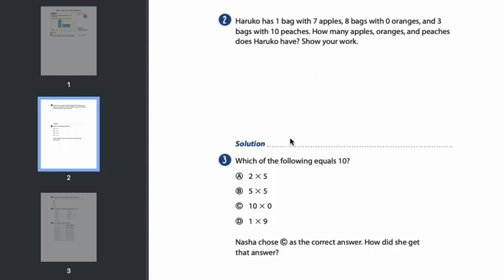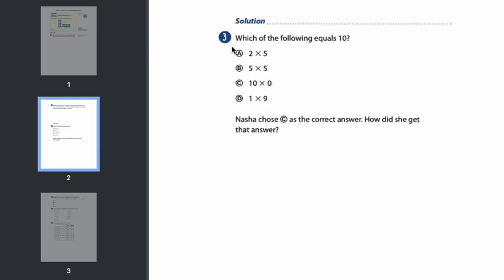Then you're going to take a look at these two problems. This says Hikaru has 1 bag with 7 apples, 8 bags with no oranges, and 3 bags with 10 peaches. I want to know how many apples, oranges, and peaches does Hikaru have? Show your work. So you might want to draw a picture for this one. This question says, which of the following equals the number 10? Then Natasha chose answer C. Was she right? How did she get that answer?